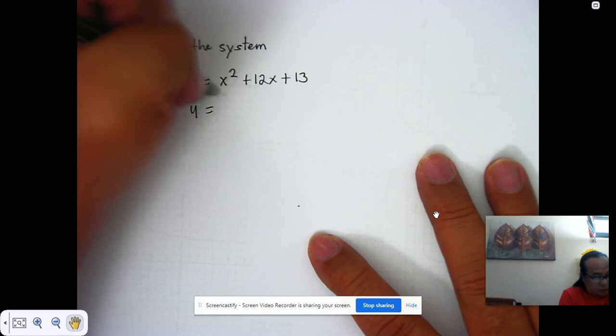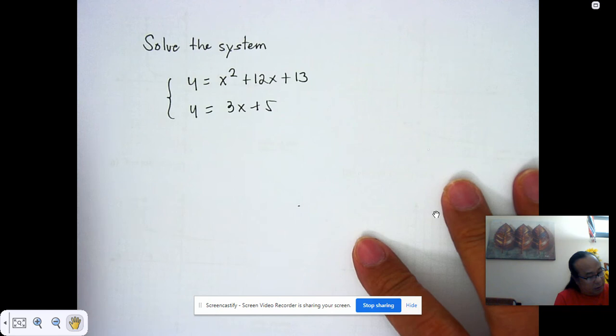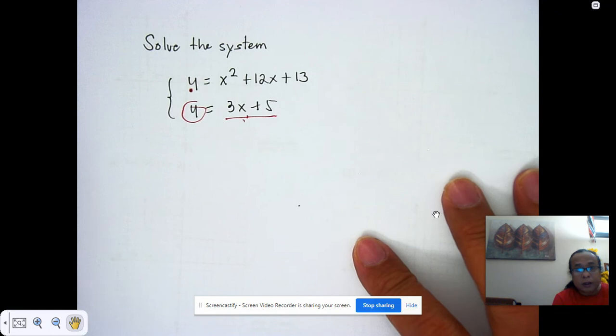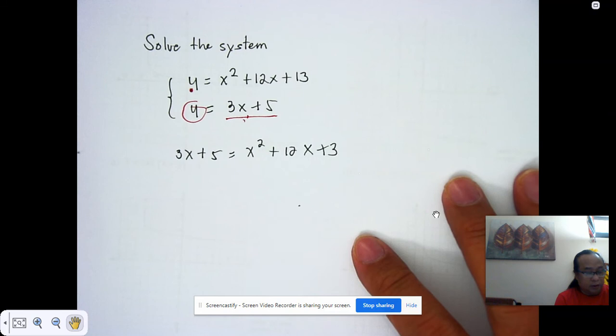To solve this, you're going to use substitution. This one is equal to y, right? So I can substitute this for the y right there. This turns out to be 3x + 5 = x^2 + 12x + 13, because you know that 3x + 5 is equal to y. So everything now is in terms of x, and then you're going to solve the equation.